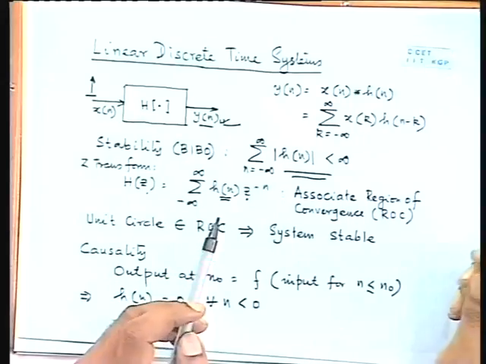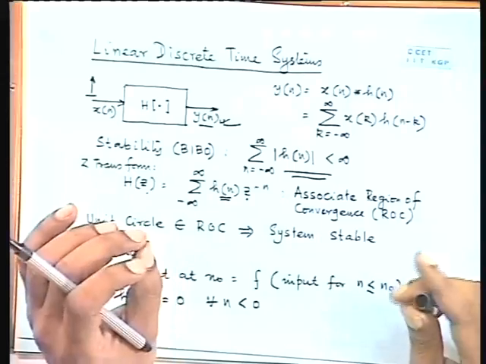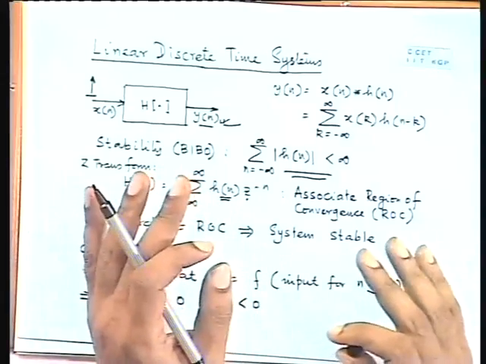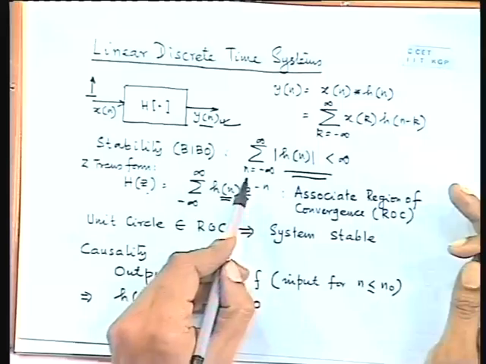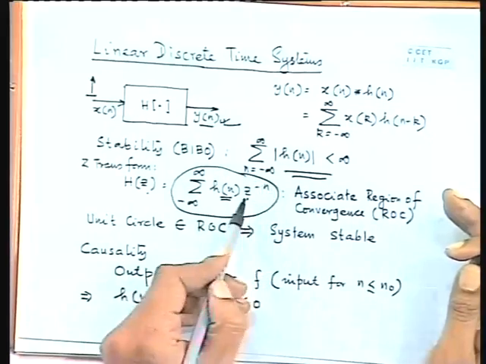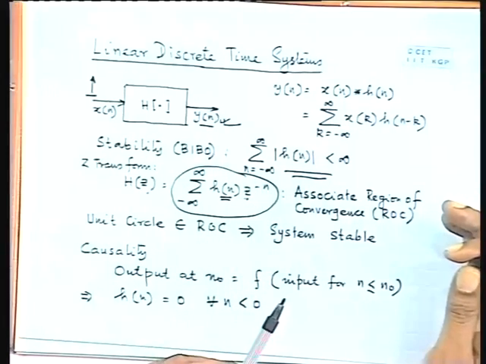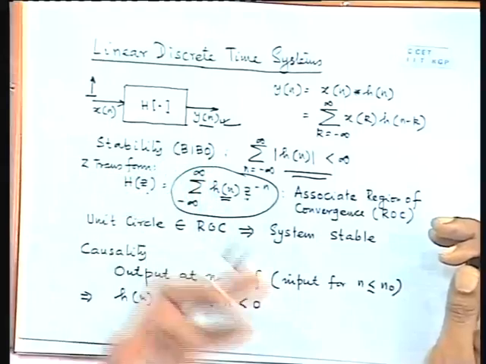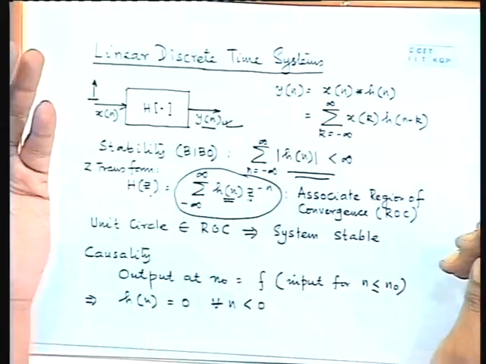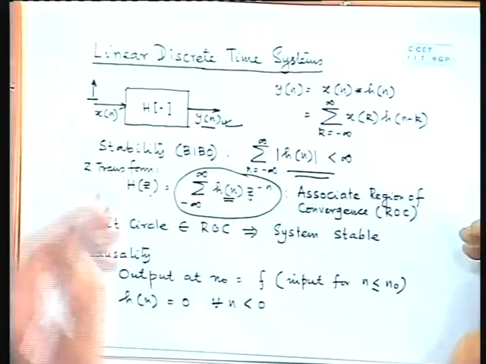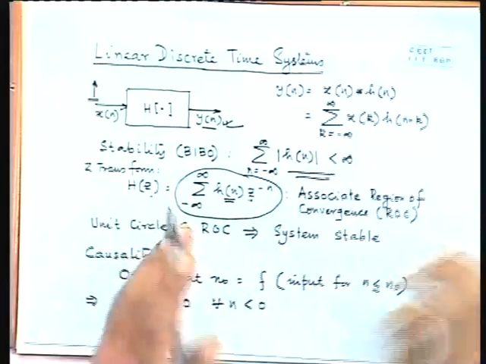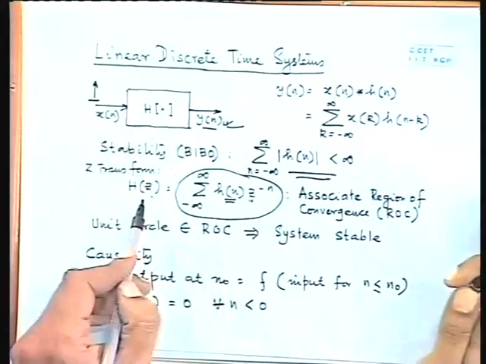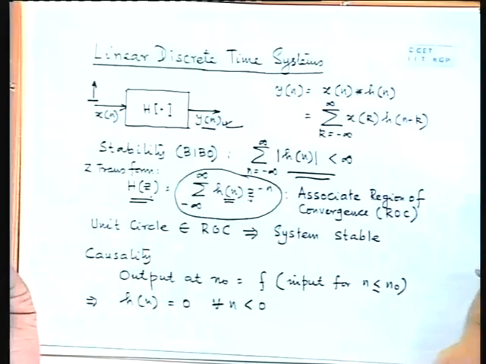Now there are certain things which we generally gloss over in our courses: when is this defined? Is it defined for all values of z always? Obviously not. For some values of z, this summation is an infinite summation and it can blow up. If this summation does not converge to a value, then there is no use of writing an H(z).